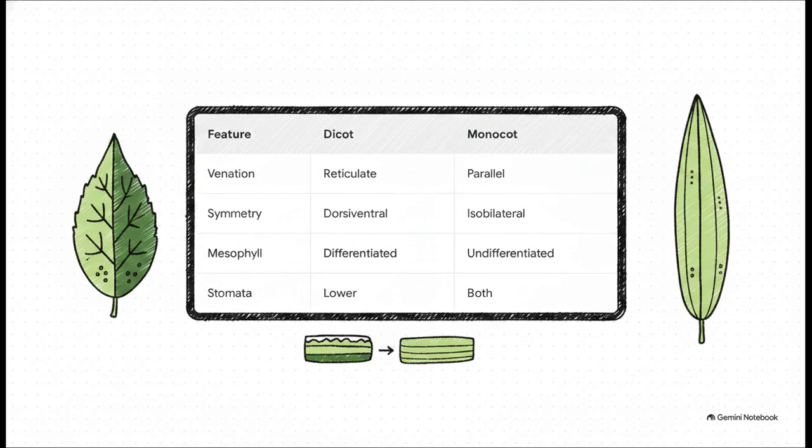We have covered some serious botanical ground today. Let's pull all these brilliant differences together into a quick cheat sheet for all you budding plant detectives out there. Notice how perfectly opposite they are. Dicots have those net-like veins, separate top and bottom colors, layered mesophyll, and stomata hiding mostly on the bottom. Meanwhile, monocots rock parallel veins, uniform symmetry, a simple mesophyll, and stomata on both sides.